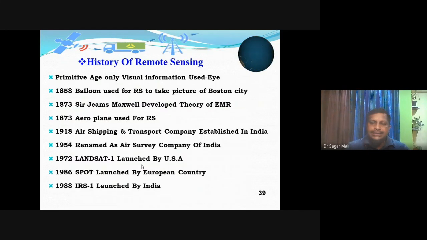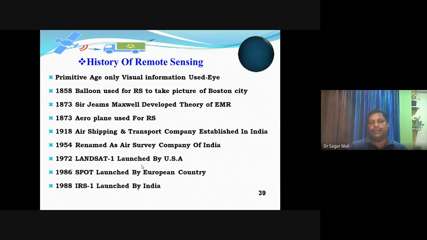So let's see the history of remote sensing. Remote sensing took many years to develop from the initial phase to the modern phase of artificial remote sensing. So many changes have occurred. In the primitive age, only visual information was used, which we still use as natural remote sensing, in which our eyes work as a sensor and our body works as a platform to move that sensor from one place to another. This was the initial development, and we are using this same technology in our day-to-day life.